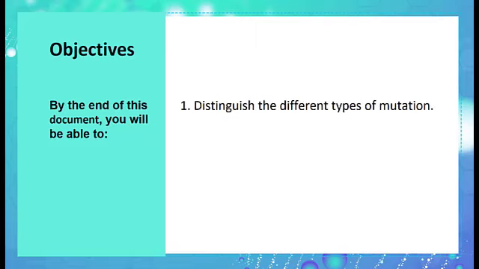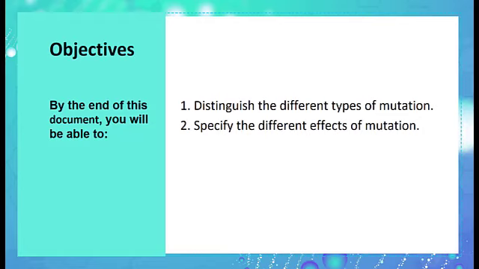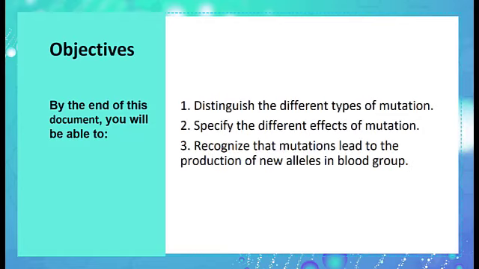By the end of this document, you will be able to learn about the different types of mutation and list their different effects, and you will study the multiple alleles of the gene coding for a blood group as an example of a polyallelic gene created by mutation.